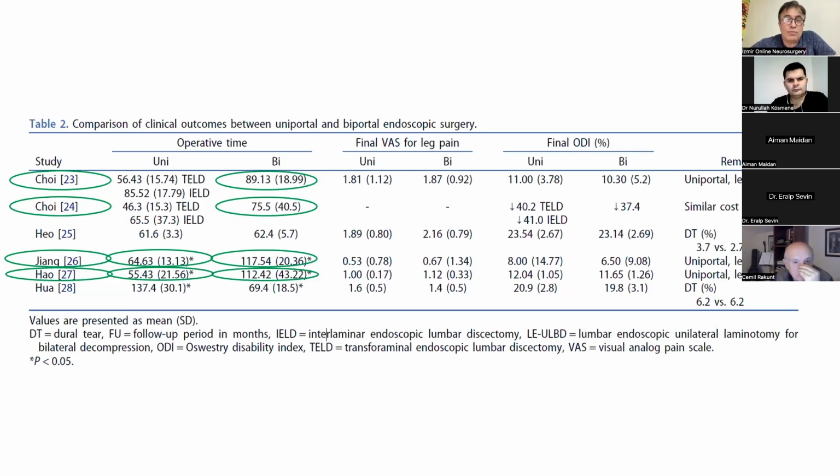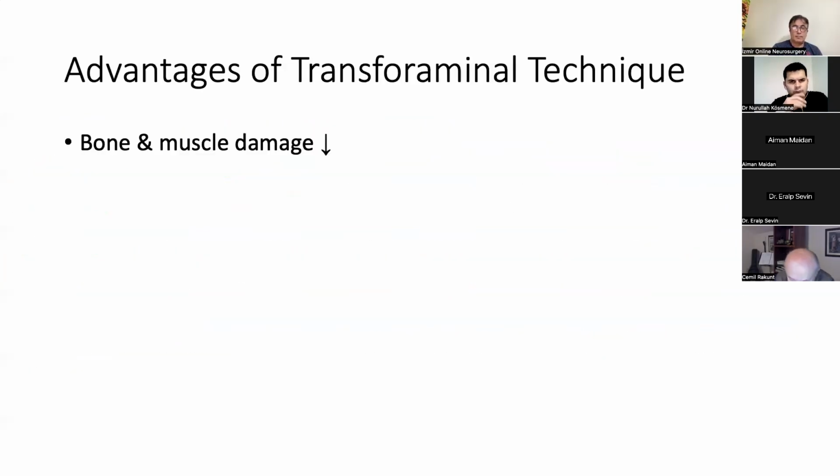When we look at 2 publications in which uniportal surgeries are divided into transforaminal and interlaminar, we see that in both, the shortest surgery is transforaminal. The interlaminar surgery time is close to the biportal surgery time. All these articles conclude that the transforaminal endoscopic technique has significant advantages in disc surgery compared to unilateral biportal approach.